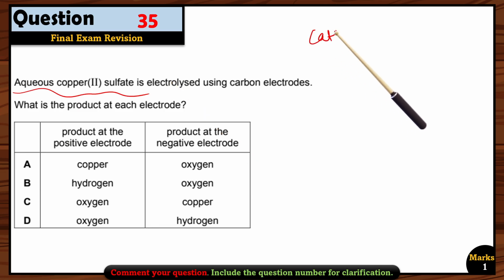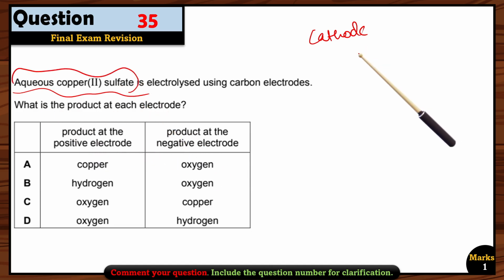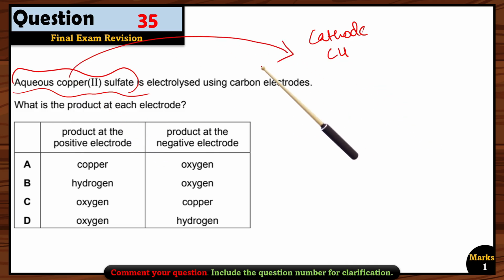So at the cathode, you will never get hydrogen here even if it is a solution. Yes, but because this is copper sulfate solution, at the cathode you will always get your own positive ion. The positive ion is copper, so when it comes here, it will be reduced and become a metal again. So at the cathode you will always get copper metal.